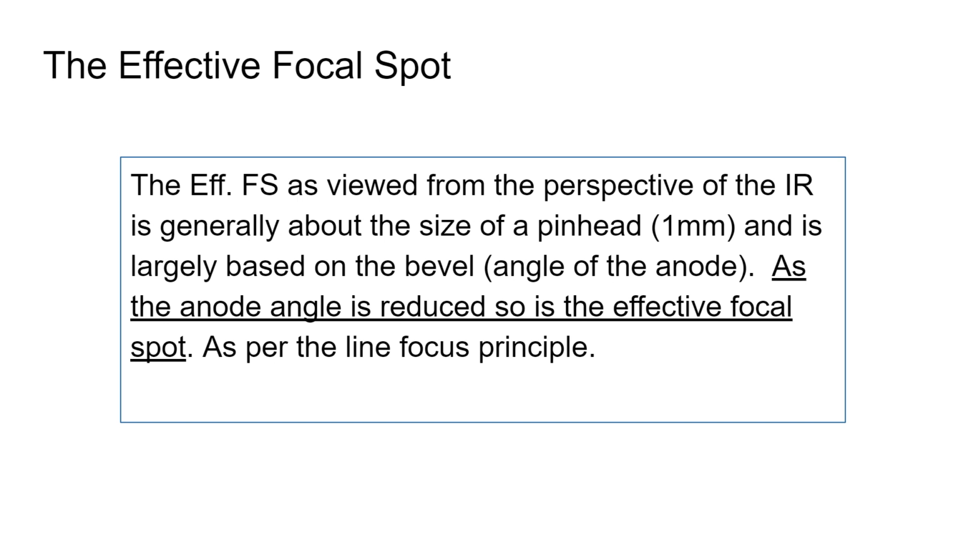So the definition of the effective focal spot is it's viewed from the perspective of the image receptor. So the reason I mentioned the whole Amazon thing is I picture this image receptor with little eyes, kind of receiving the photons and kind of looking up, right? And the effective focal spot is always, always, always going to be smaller than the actual focal spot. Okay. And the reason for that is because of the angle or the bevel on the anode.